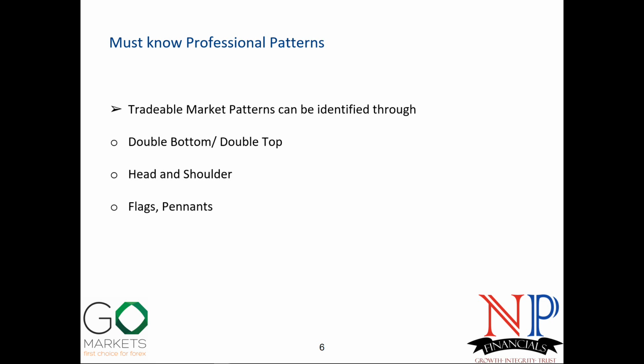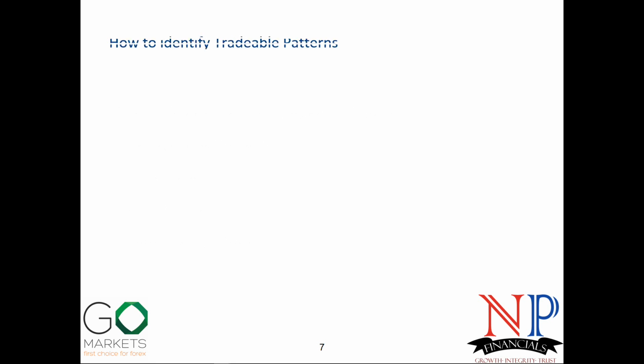Then I'll talk about flags and pennants as continuation patterns, be it in uptrend or downtrend. Then I'll introduce you to the different types of triangles: ascending triangle in an uptrend, descending triangle in a downtrend, and so on and so forth. Which triangle patterns are continuation or which triangle patterns are reversal or wedge. Triangles can actually loosely be a subset of wedge. I'll show you now how to identify these tradable patterns.